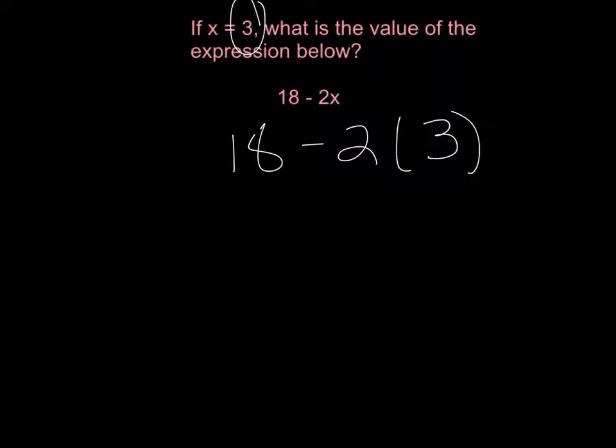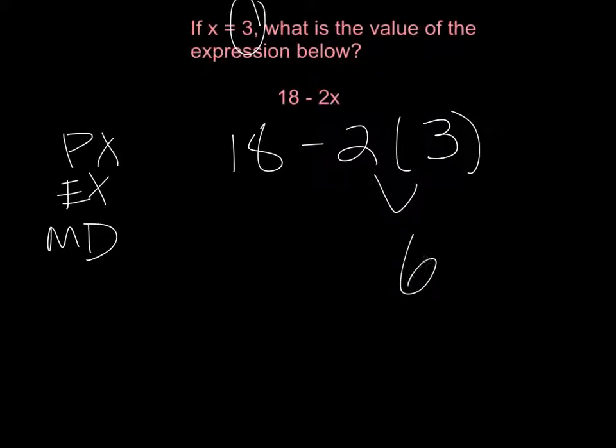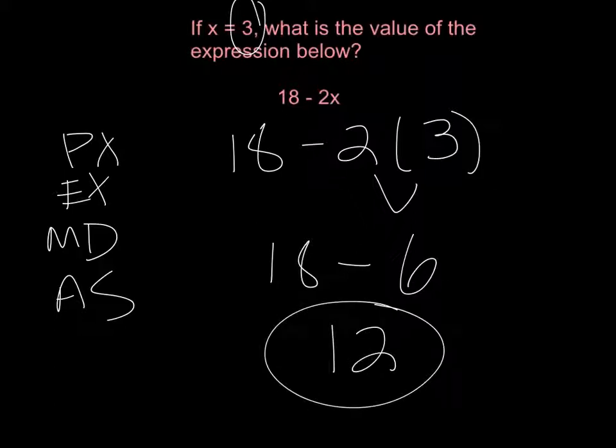Now I need to do order of operations. Parentheses, I have my parentheses right here, but that's not exactly what it means by parentheses because everything in the parentheses is completed. Exponents, multiplication and division. Well, I don't have exponents, but I do have multiplication right here. This is 2 times 3. So I'll go ahead and do that. 2 times 3 is 6. And I have 18 minus 6. Now I can do my addition, subtraction. 18 minus 6 is 12.